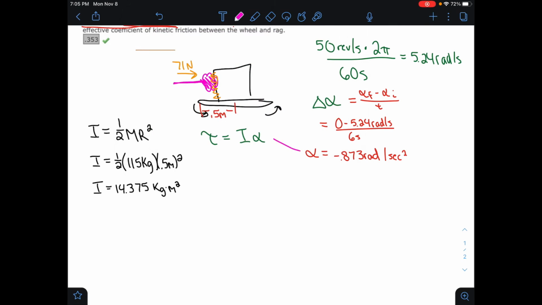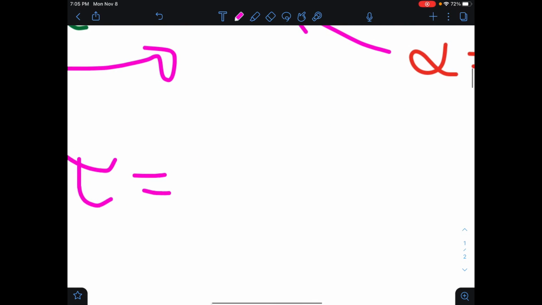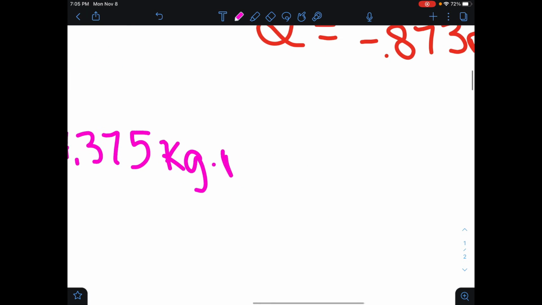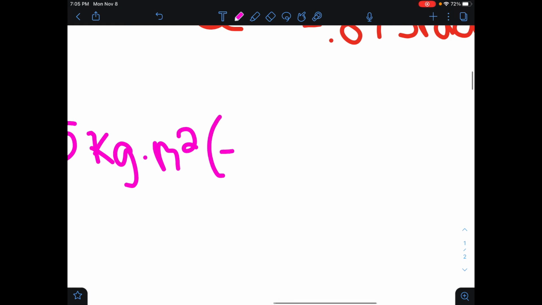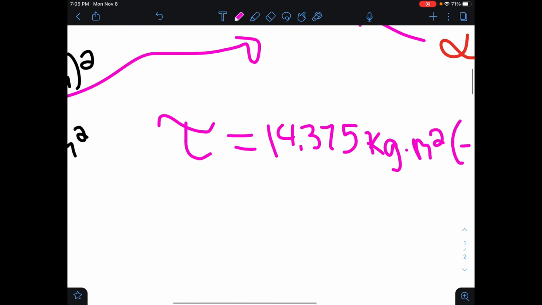Now we can plug this into here, and we can plug this into here. So our torque is going to be equal to 14.375 kilograms meters squared times negative 0.873 radians per second squared. So our torque is going to equal negative 12.55.